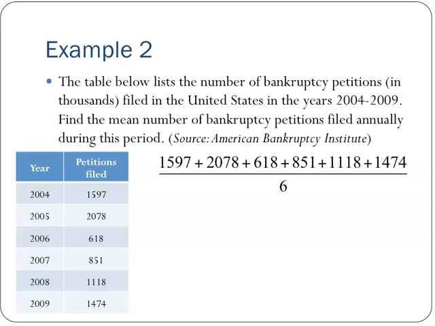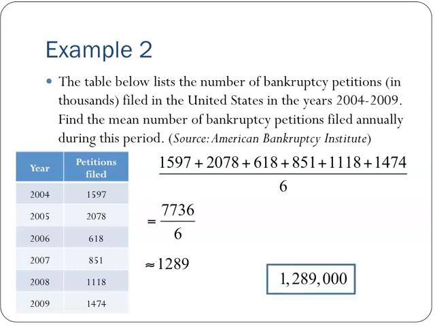This comes out to be 7736 divided by 6, which is about 1,289. Now, just because it's 1,289, we want to make sure that we are taking into account what the units are. And it says that the table is listing the number of bankruptcy petitions in thousands. So this is 1,289,000. In other words, 1,289,000 is the mean number of bankruptcy petitions that were filed annually during the years 2004 to 2009.